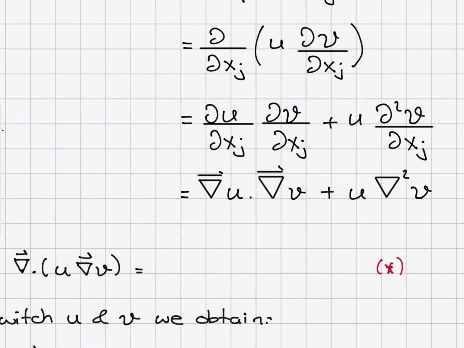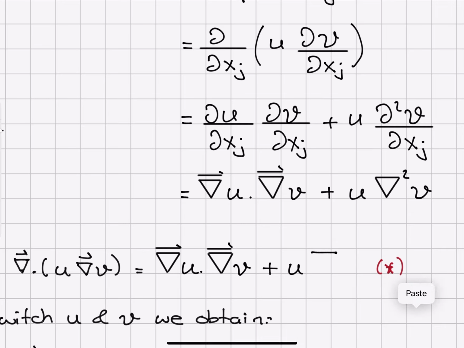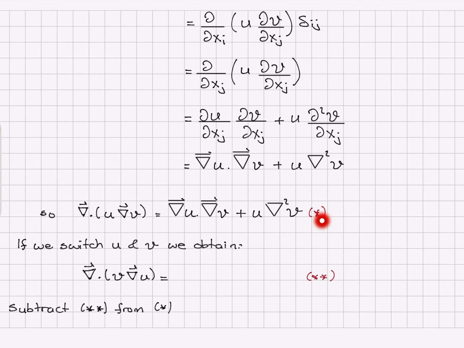All right, so we reach the conclusion that the divergence of u gradient of v is gradient of u dot product with gradient of v, scalar field, plus u Laplacian ∇²v. Okay, so let's call this our star equation.